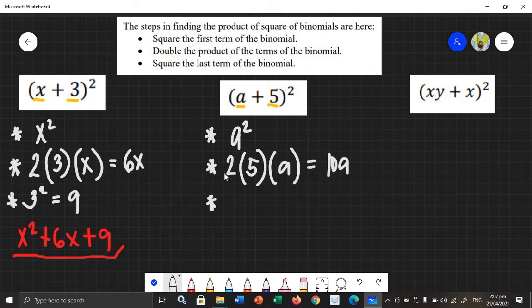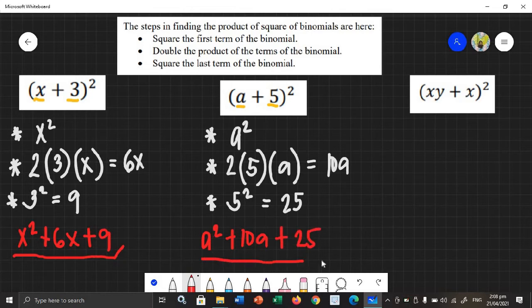Okay, and then the last step, we will be squaring the last term of the binomial, which is, in this case, 5 squared, and simplifying 5 squared, we will get 25. Okay? Combining all these terms, we will get a squared, positive 10a. So just write plus 10a there. And then positive 25. So plus 25. And that will be your product or answer.